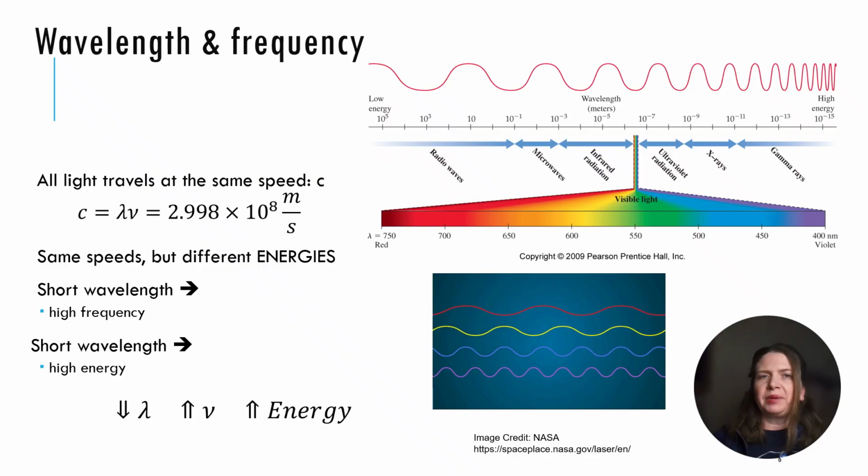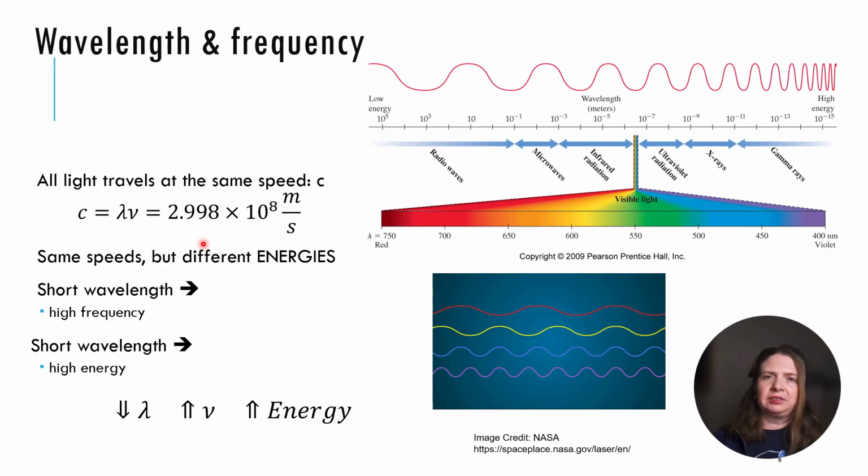Although light can have many different combinations of wavelength and frequency, all electromagnetic radiation travels at the same speed in a vacuum. Multiplying the wavelength times the frequency gives us the speed of light. The speed of light, represented by the symbol c, has a value of 2.998 times 10 to the 8th meters per second. To put that in perspective, that is equivalent to 186,000 miles per second, fast enough to orbit the Earth 7 times in 1 second.